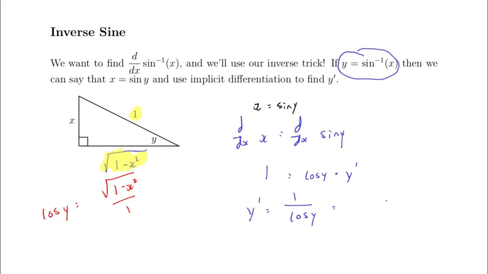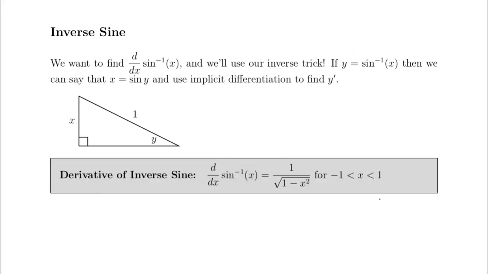So now what we've got is that this is really 1 over the square root of 1 minus x squared over 1, but I'll just write it this way. That is the derivative of the inverse sine function. Now, the inverse sine function's domain is -1 to 1, because the range of sine is -1 to 1. So this only works for those values between -1 and 1, which should make sense. Anything outside of that, you're going to get problems with that square root in the denominator. But that's the derivative of inverse sine.